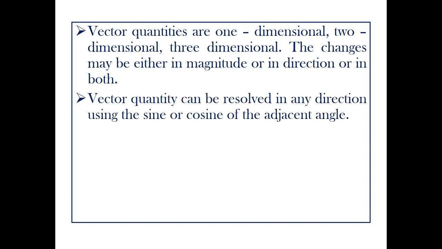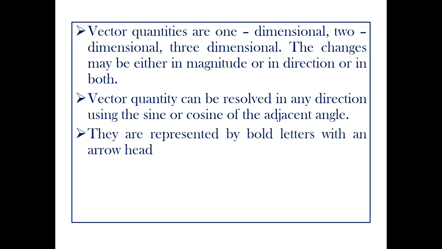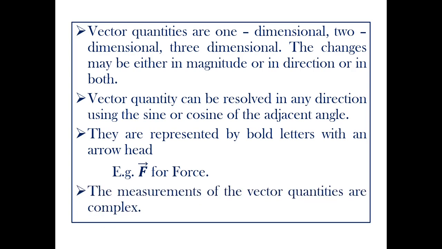We can resolve vector quantities into two components, a horizontal component and a vertical component, using the sine and cosine of the adjacent angle. And we represent a vector quantity by a bold letter with an arrowhead. For example, force is represented by F vector. So you can find an arrowhead over that F. So this represents it's a vector quantity. And the measurement of the vector quantities is highly complex.